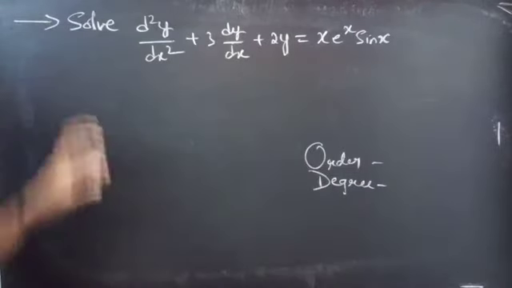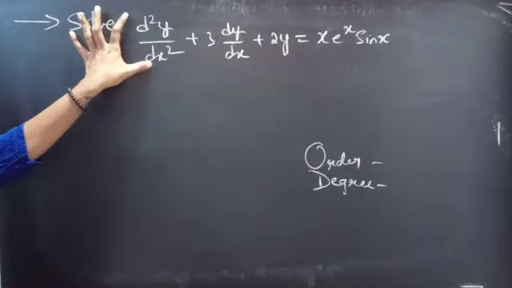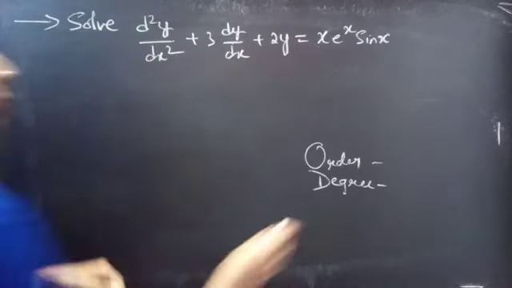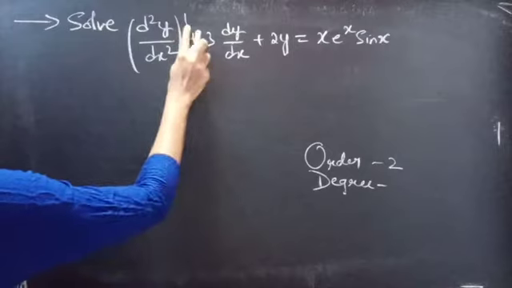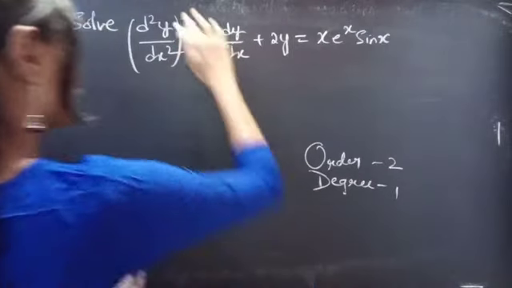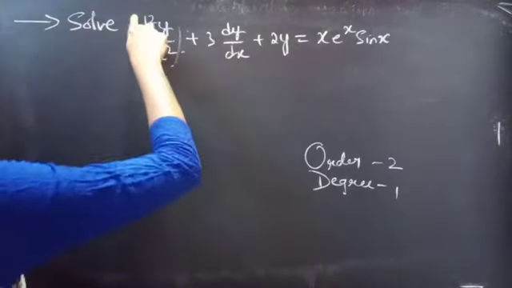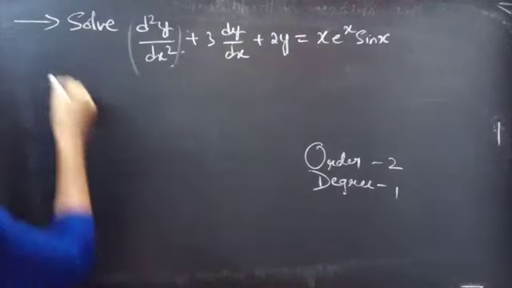Identify the highest derivative here. d²y/dx² is the highest derivative, so the order will be 2. And the highest power of the highest derivative, the degree, is 1. Okay, now let's write the given differential equation in operator form.